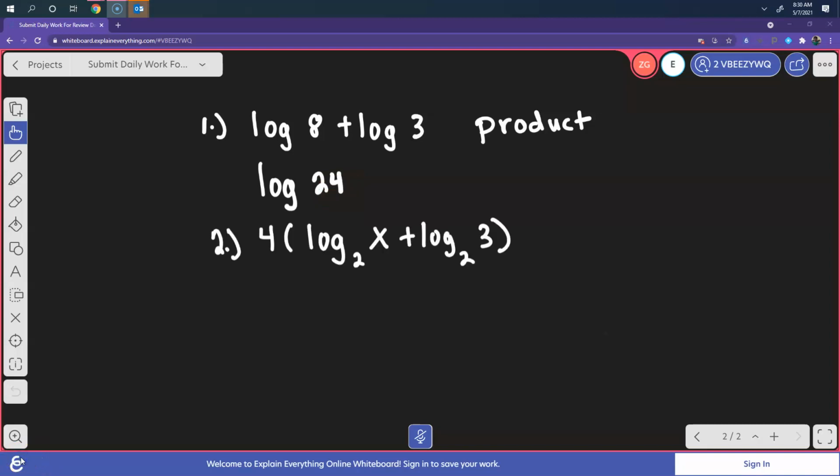For number 2, you have 4 log base 2 of x plus log base 2 of 3. What I'm going to first do is condense it into a single log. So it's log base 2, and we're going to multiply 3 times x. The 4 on the side can become a power. So you're going to have log base 2, 3 to the 4th, x to the 4th. And that is the single logarithm.